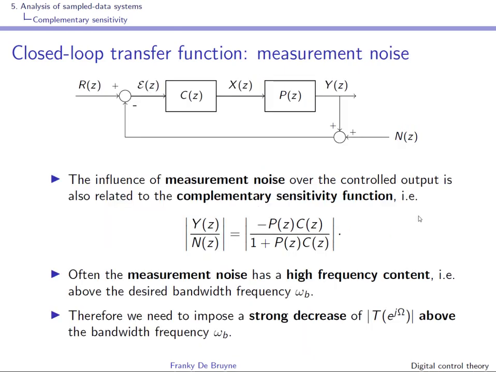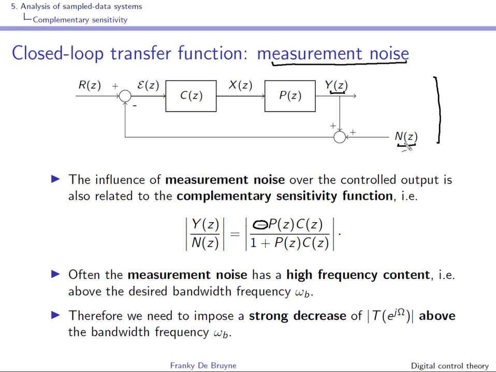What we have in this slide is a review of what we've seen in the previous slide about the measurement noise. This is the closed loop system with the two inputs of importance, the reference signal or set point signal, and here the measurement noise. The transfer function from the reference signal to the output is the complementary sensitivity function, but the transfer function from N, the measurement noise, to the output Y is also related to the complementary sensitivity function, although there is this minus sign over here.